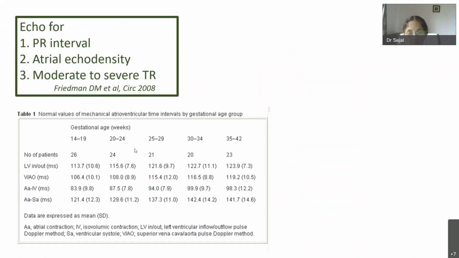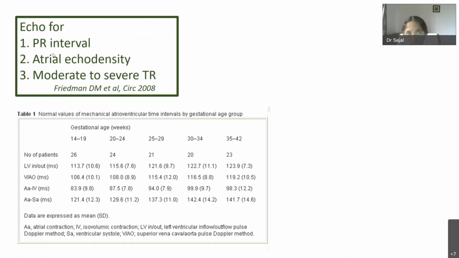Now, in general, your monitoring will usually start in this phase, where approximately this is going to be the range of your PR interval. And anything which is exceeding this is going to be a little worrying for you. So usually a cutoff of, I would say, 110 is acceptable, 110 to 120, but not exceeding 120.